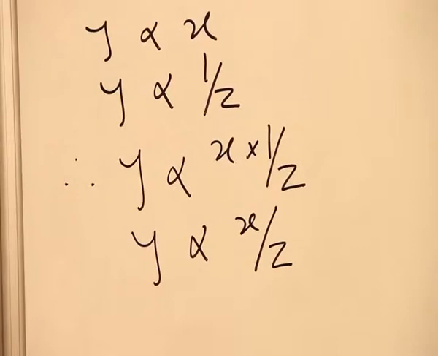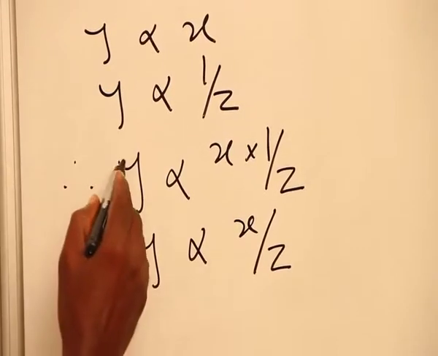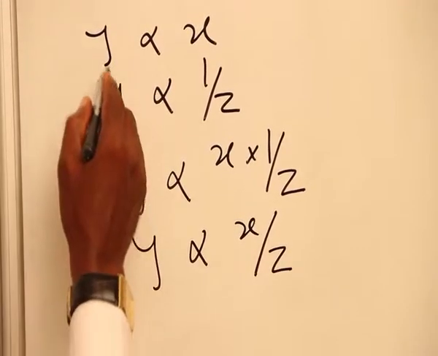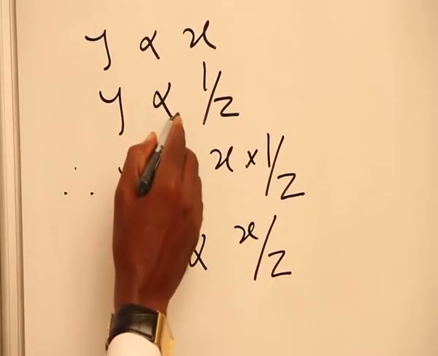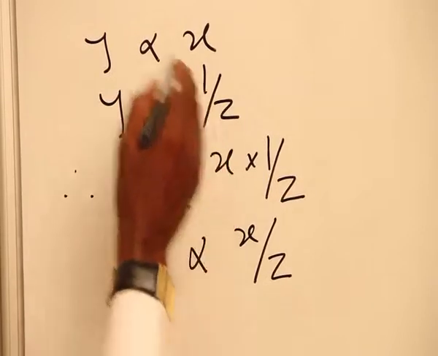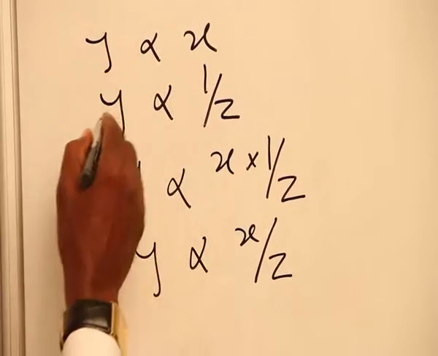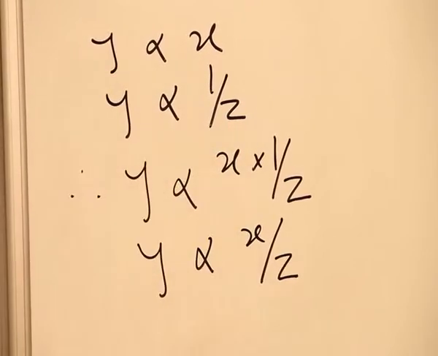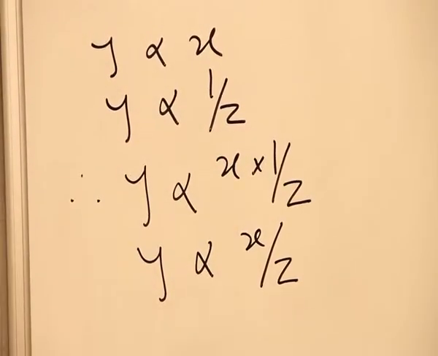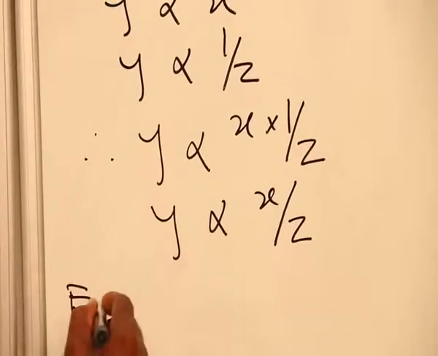Look at the words I have used. I have said here that I can write this as Y varies directly as S, Y varies directly as 1 over Z, which is the same thing as Y varies inversely as Z. Take note of that. Now, with this explanation, we would like to look at examples.